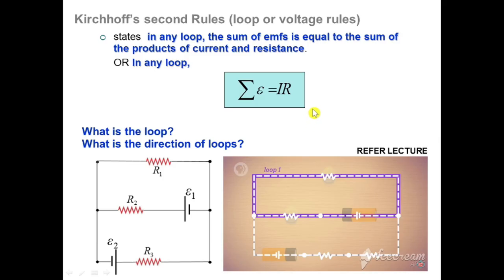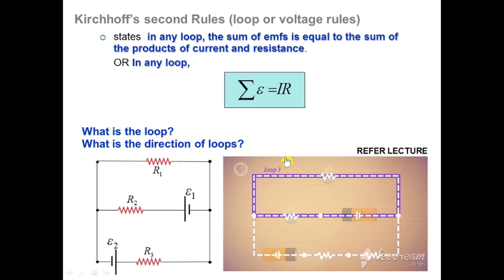Okay, for the Kirchhoff second rule, which is also known as the loop rule or voltage rule, it states that in any loop, the sum of EMF is equal to the sum of the products of current and resistance. In simplified version, we can write down the formula like this.